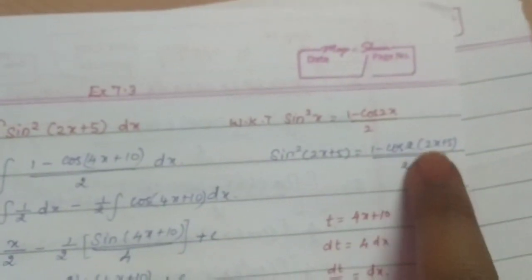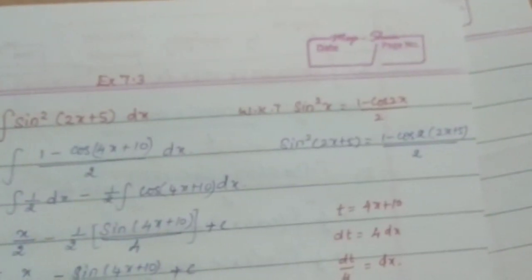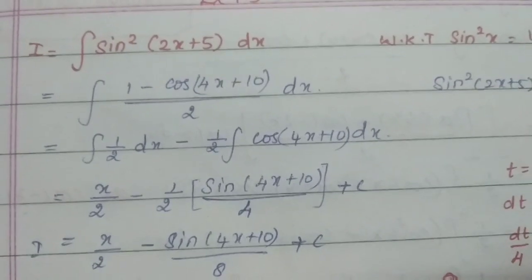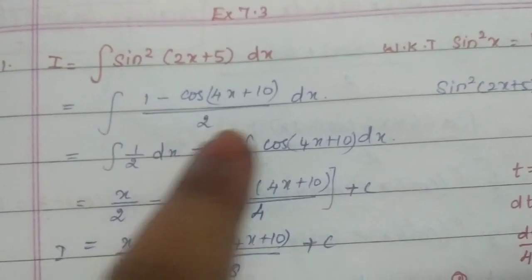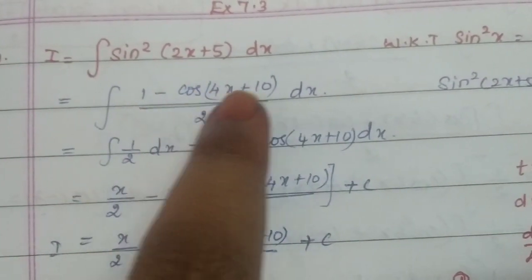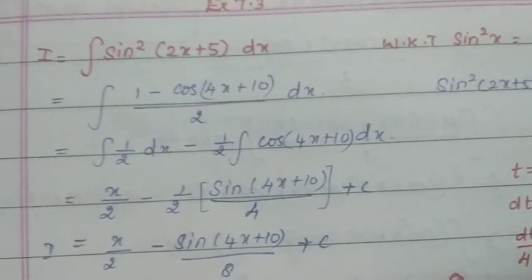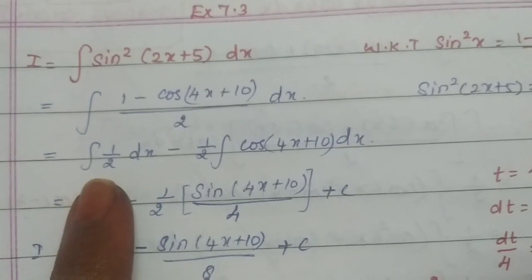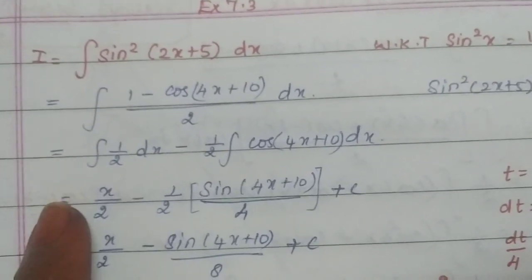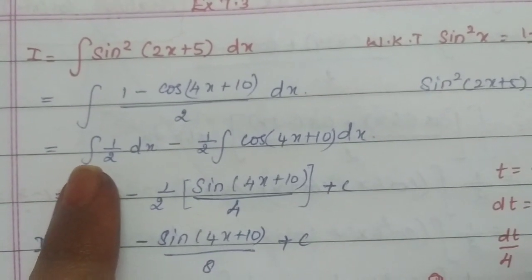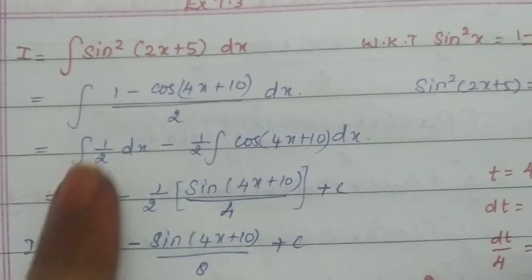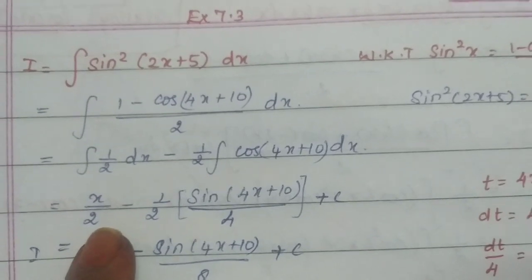Here this 2, when you multiply, you will be getting 4x plus 10. That's what I have written as 4x plus 10. Now separate the integral. It is 1 by 2 into dx minus cos of 4x plus 10 divided by 2 into dx. Now when you integrate, this 1 by 2 is common, so take 1 by 2 out of the integral. Integral over dx is nothing but x. So for this integral you will be getting x by 2.